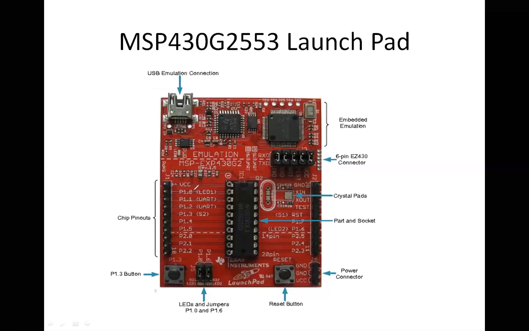So we have red LED at P1.0. This is LED 1. Okay, we have green LED at P1.6. This is green LED. So we have a couple of push button switches. All of you can see reset. This push button is reset, and we have this push button P1.3, because it is tied to reset.